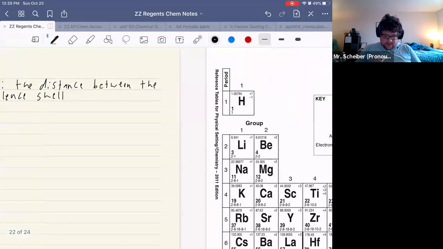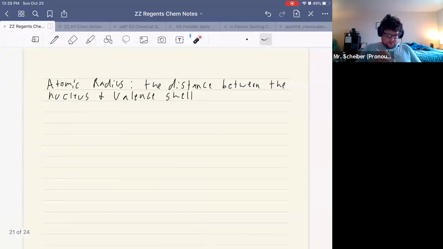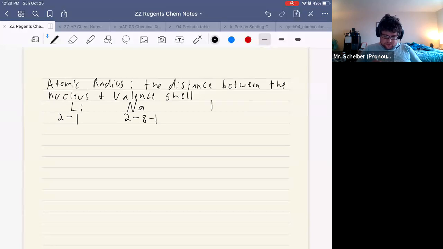Now let's take a look at the periodic table, and we're going to specifically look at lithium, sodium, and potassium. So we have lithium, which has an electron configuration of 2, 1. We have sodium, which has an electron configuration of 2, 8, 1. And then we have potassium, which has an electron configuration of 2, 8, 8, 1. Obviously, these are all in the ground state, and these are all the atoms.